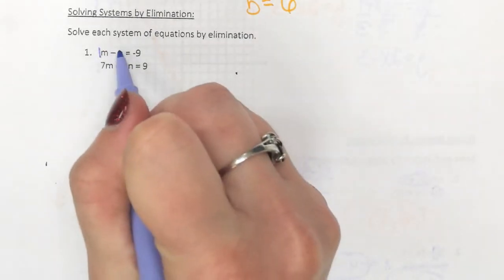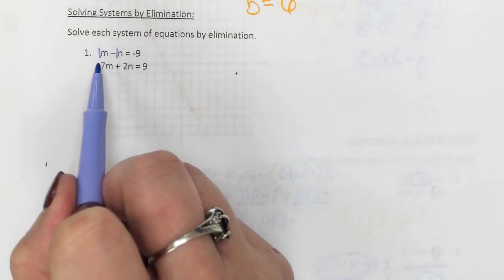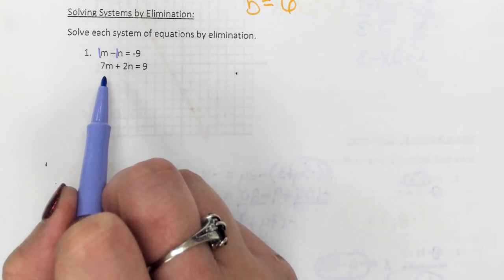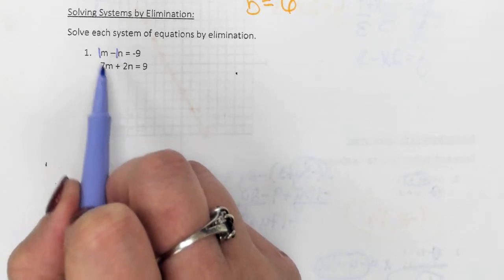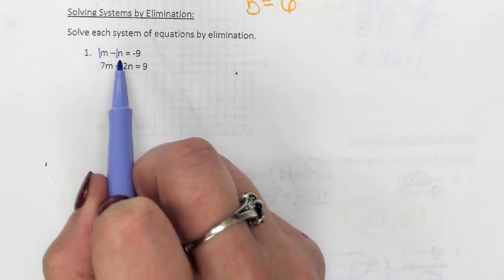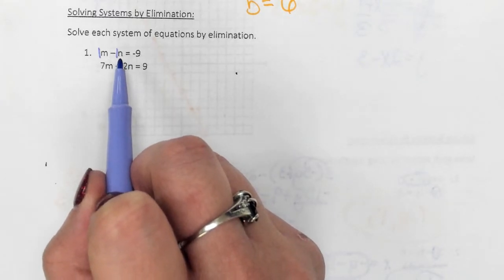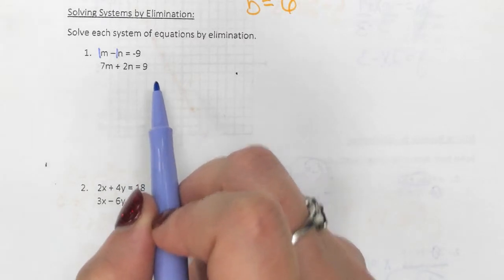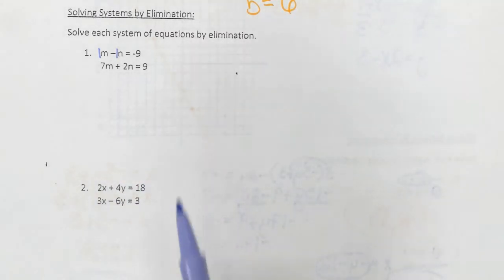So you've got, what numbers with the M? Just the one. 1. And what numbers with the M here? 7. Are they the same number? No. All right, what numbers with the N here? Negative 1. What numbers with the N here? Positive 2. They're not the same. So you got to make them be the same. Do you want to make the M's the same or the N's the same? Doesn't matter. N.